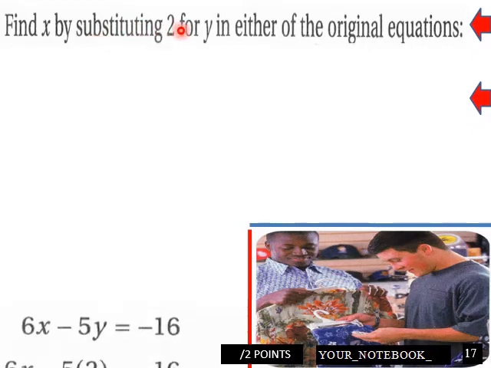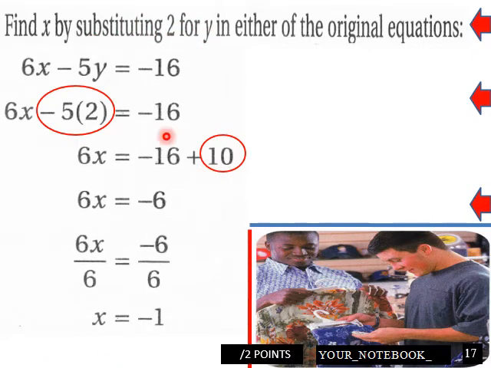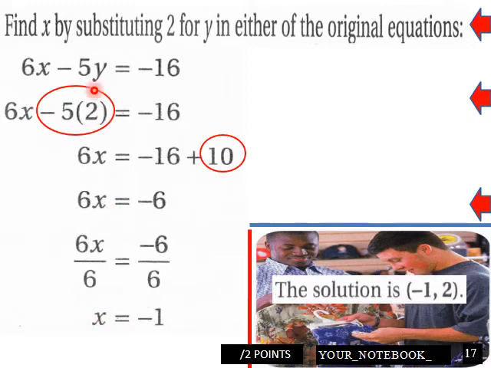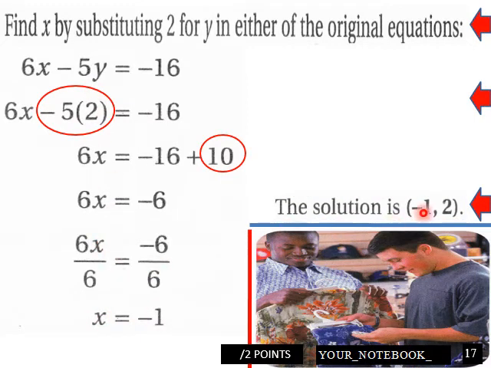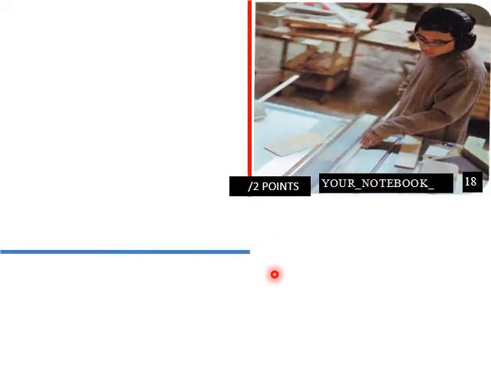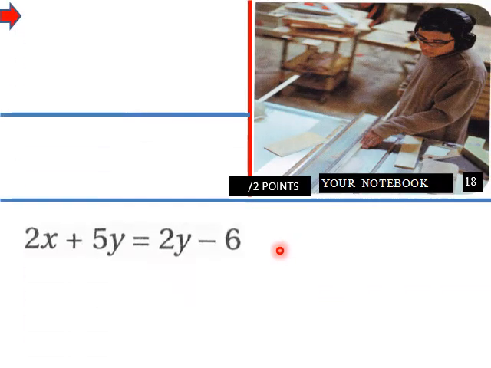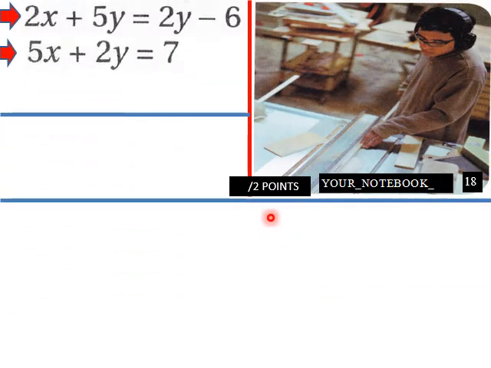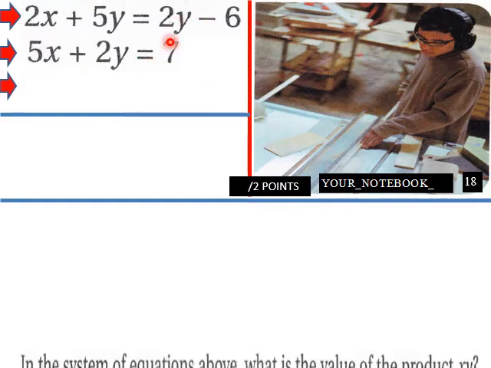Find x by substituting 2 for y in either of the originals. So we can put 2 in this one here, 6x minus 5y. We solve and get x equals negative 1. So there's our solution, negative 1, 2. So that's how you do it. You eliminate one variable, then you solve for it, then stick it back in one of the originals.